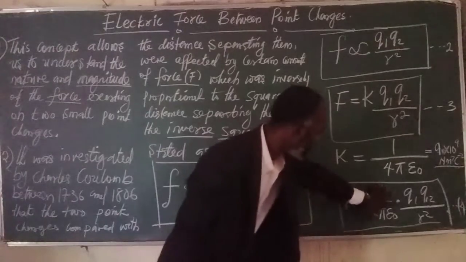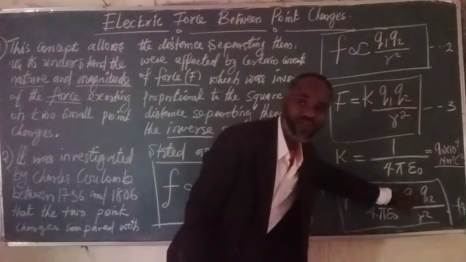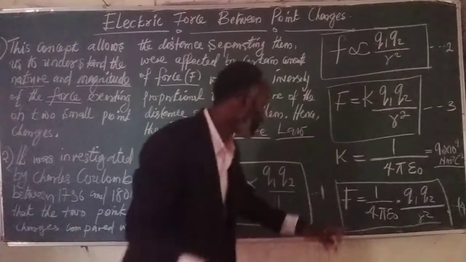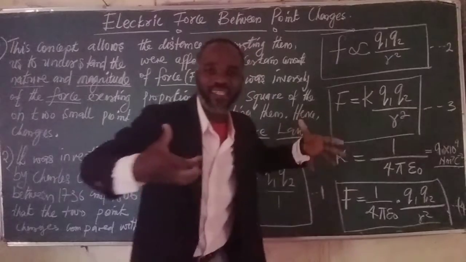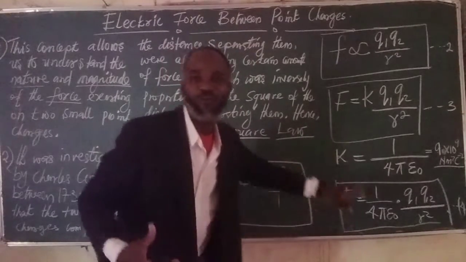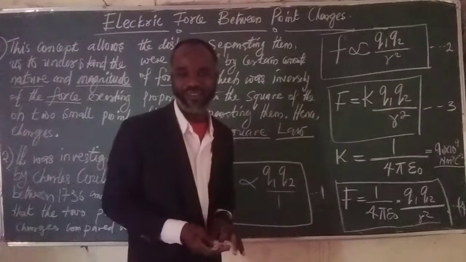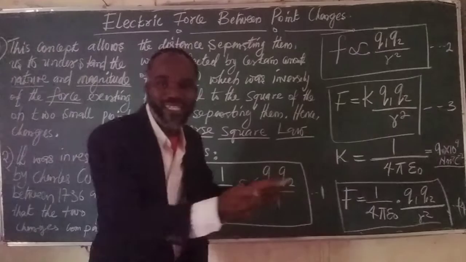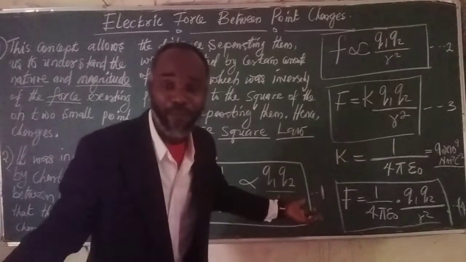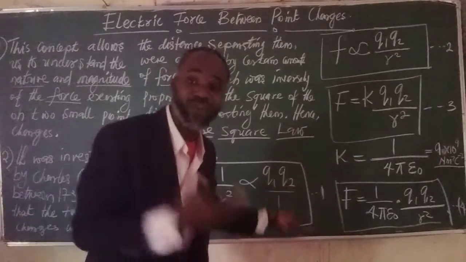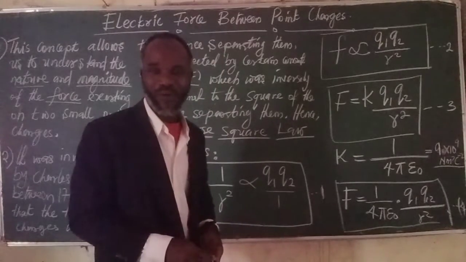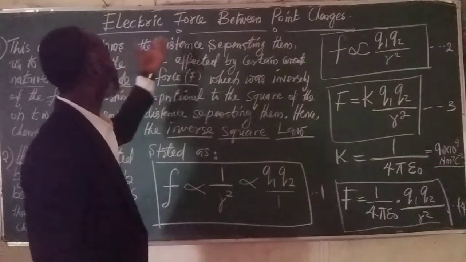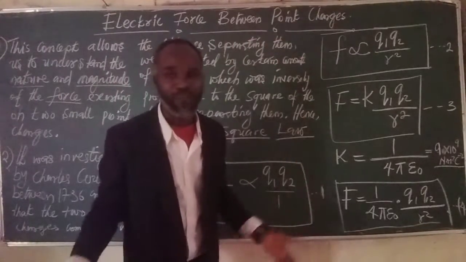By the time we apply this and get the values of Q1 and Q2, and take note of the distance separating them, we will now find the magnitude, the size. Magnitude means size of the force affecting these two point charges. From there, we'll also know the nature, whether it is attracting them or separating them. That's where we come in with attraction and repulsion. Alright? Okay, so I've taken time to explain what electric force between two point charges is all about.